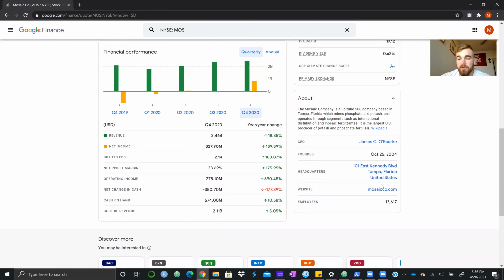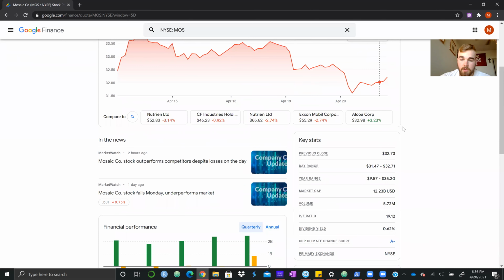It also tells you a little bit about the company. Remember earlier we saw James O'Rourke when we looked up how much he made. And so we're able to see all of this stuff. We can look at some of the actual stock price differences here. And so that's important as well to be able to just see.